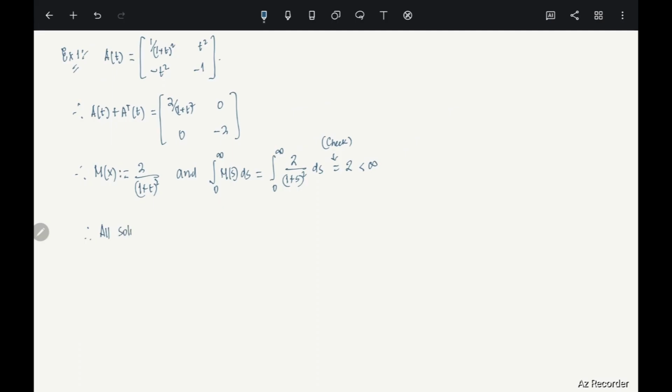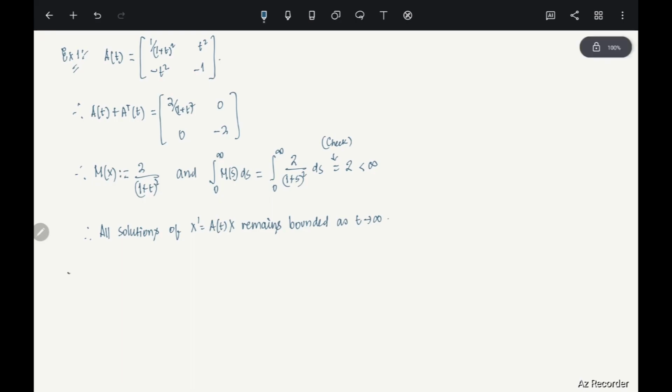Therefore all solutions of x prime equals A of t times x remain bounded as t tends to infinity. Is this okay? Very simple. So this is the first example.